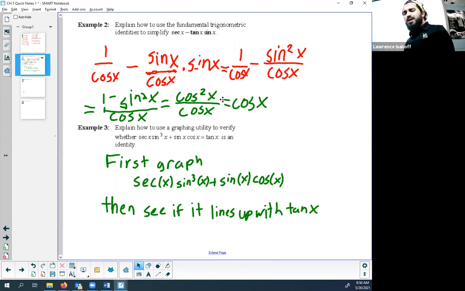Oh, Mr. Osgoff, that was good and fancy and neat what you did there. But does that really equal cosine x? Well, that's what my math says. Let's check it graphically. So that's what example 3 is getting at, is checking it graphically.